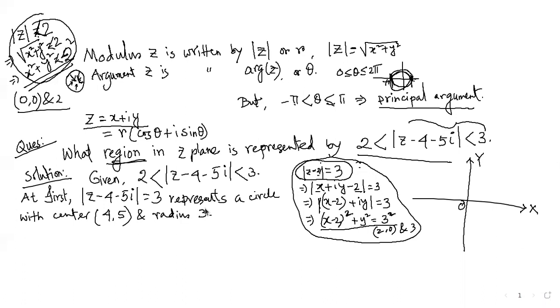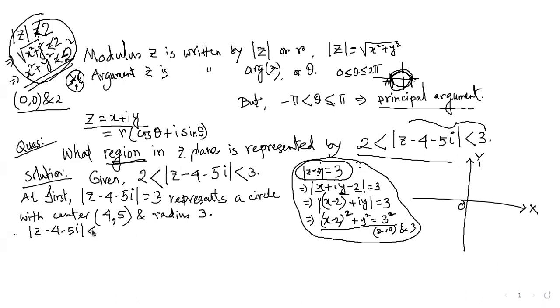It's simple. If you don't understand, then I will take another example like this. This i is related with y, and this 4 is the real part, it's related with x. For this reason, this is a 4 and this is 5. Okay, good. So what is this?